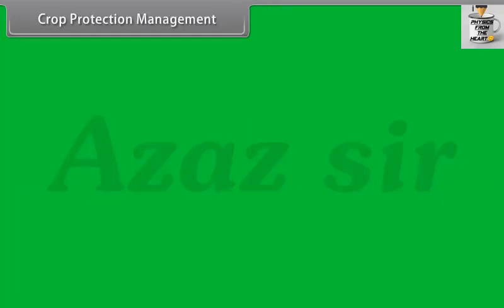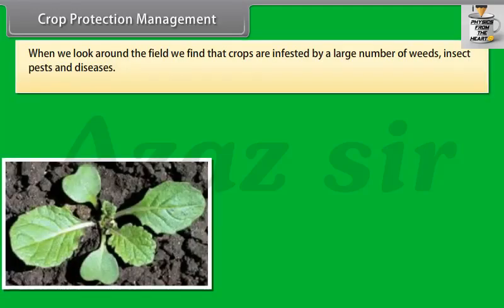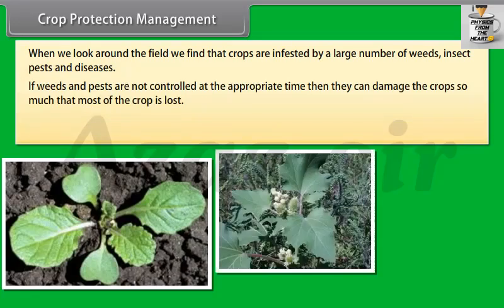Crop protection management. When we look around the field, we find that crops are infested by a large number of weeds, insect pests, and diseases. If weeds and pests are not controlled at the appropriate time, then they can damage the crops so much that most of the crop is lost.